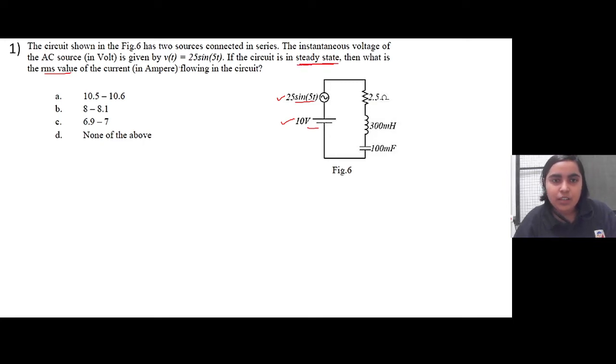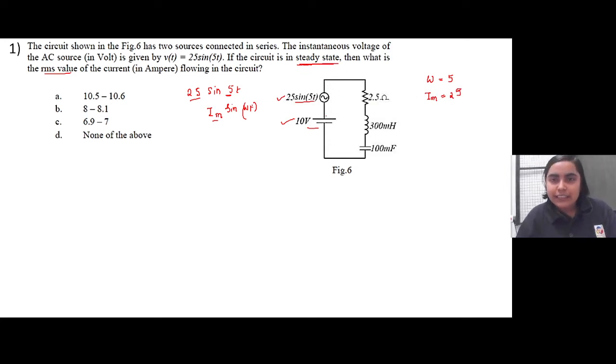So here the instantaneous voltage is given as 25 sine 5t, right? So it is in the form of I max, maximum current, sine of omega t. So here 5 is actually omega. So we have omega equal to 5 and I maximum is 25. These are the two pieces of information we have.